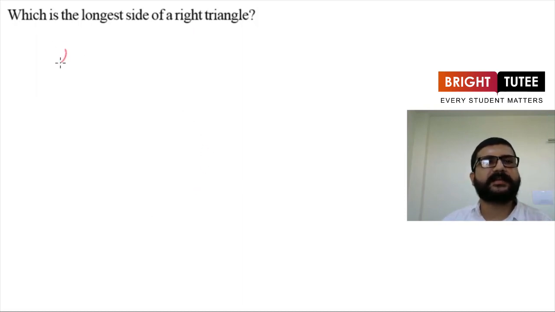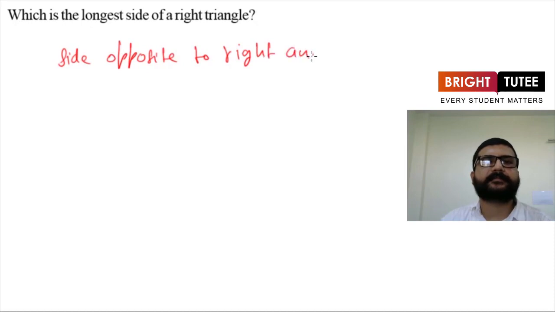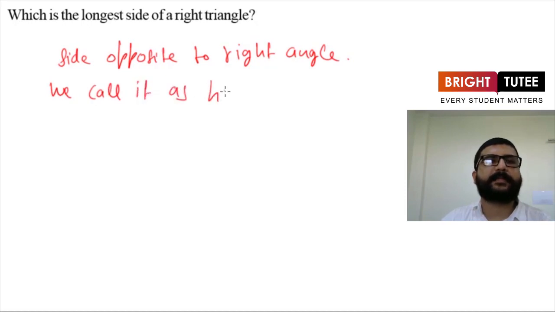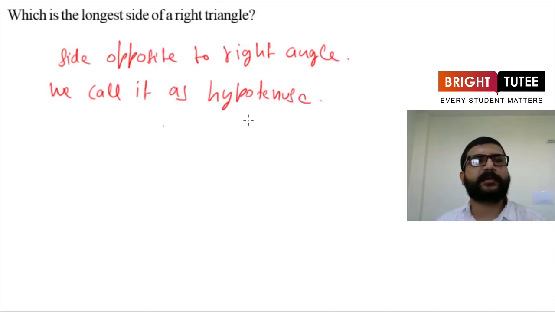So here we can write side opposite to right angle, and we call it as hypotenuse. So it means hypotenuse is the longest side of a right triangle. By right triangle, here we mean right angle triangle. So the final answer to this question will be hypotenuse.